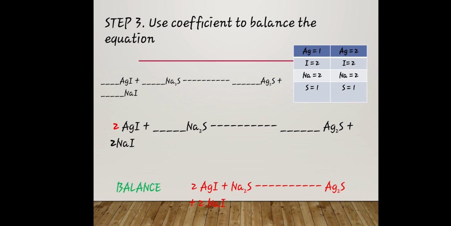So let's try to balance first the silver. So first, let's balance the silver, right? In the product, silver is 2. So how can we make the reactant 2? Of course, let's put a number that we can multiply by 1 that results in 2. What is that number? Of course, 2. 2 times 1, because the silver is 1. 2 times 1 is 2. So silver now is balanced. Silver in the reactant is 2 and the silver in the product is also 2.